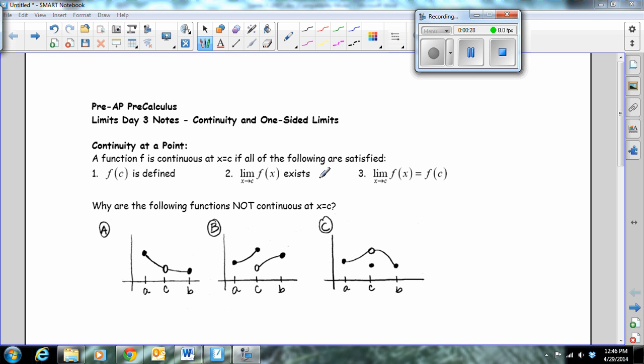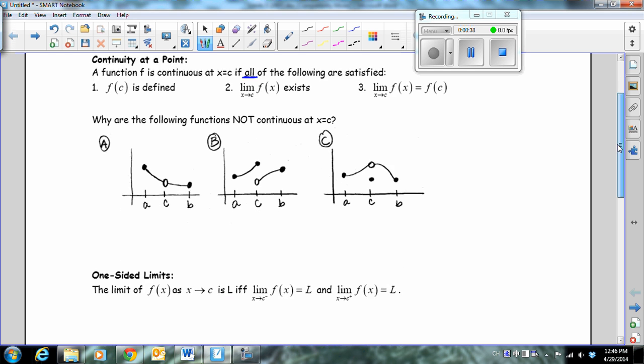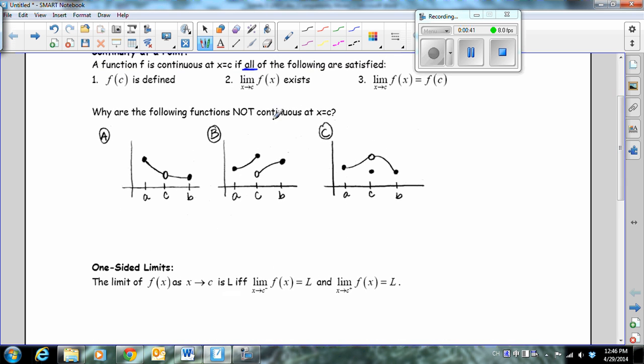2 and 3 are kind of together because if it's equal to f of c, that means it exists. Remember, not only one, but all of the following must be satisfied. Now let's figure out why the following functions are not continuous at c. The first one, at x equals c, I can tell you that f of c is not defined because I have a hole there. So f of c is undefined. The simple fact that it's undefined makes it not continuous.